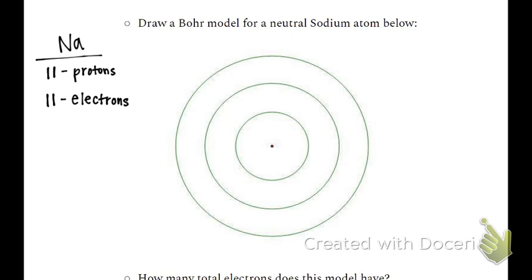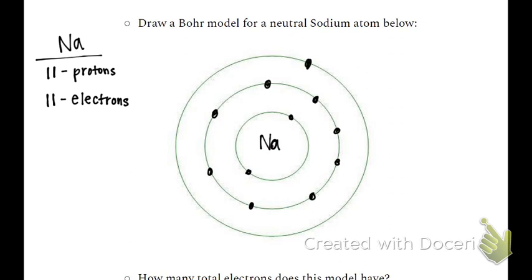First one has 2. All right, our first one can hold 2, so put 2 dots on there. Second one can hold 8, so 1, 2, 3, 4, 5, 6, 7, 8. This is going to be 9, 10 total. All right. How many more do we need in the outer level? 1 more to make 11.